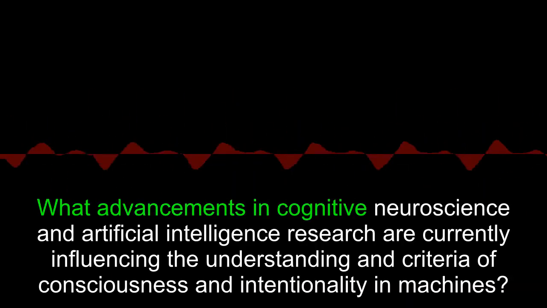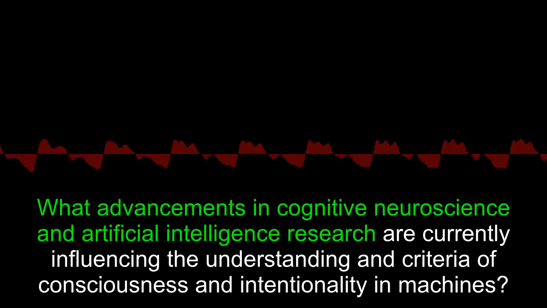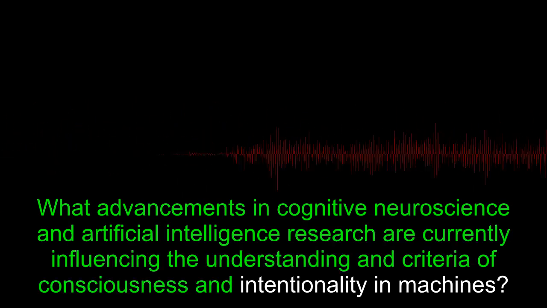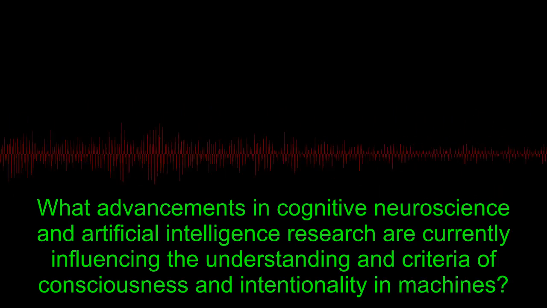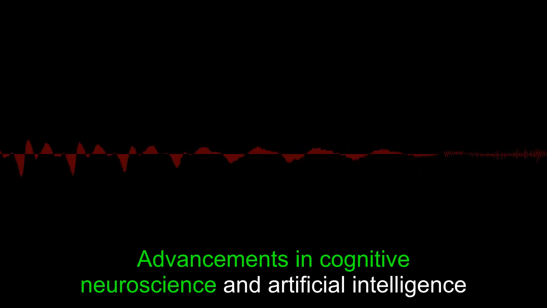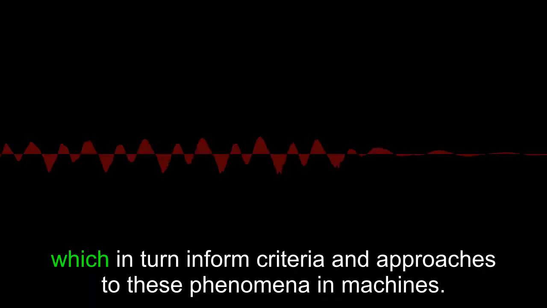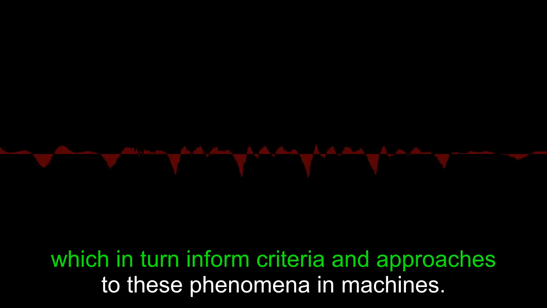What advancements in cognitive neuroscience and artificial intelligence research are currently influencing the understanding and criteria of consciousness and intentionality in machines? Advancements in cognitive neuroscience and artificial intelligence are constantly contributing to the evolving understanding of consciousness and intentionality, which in turn inform criteria and approaches to these phenomena in machines.